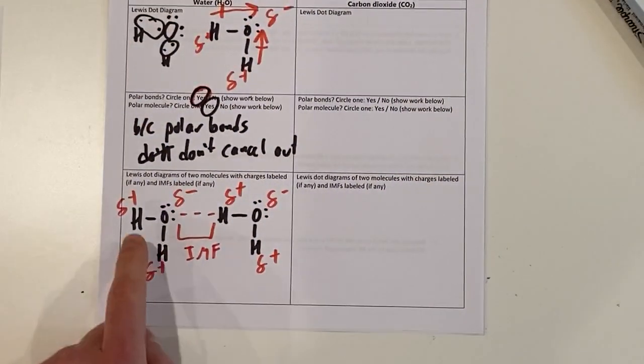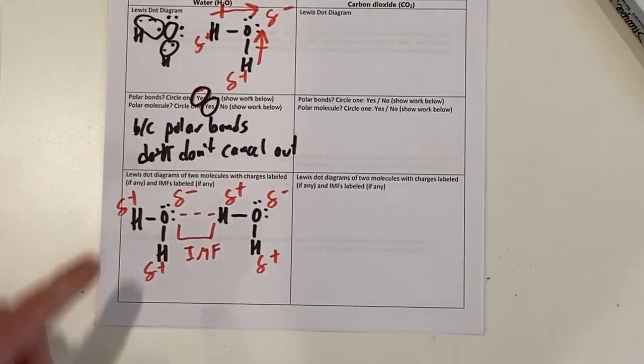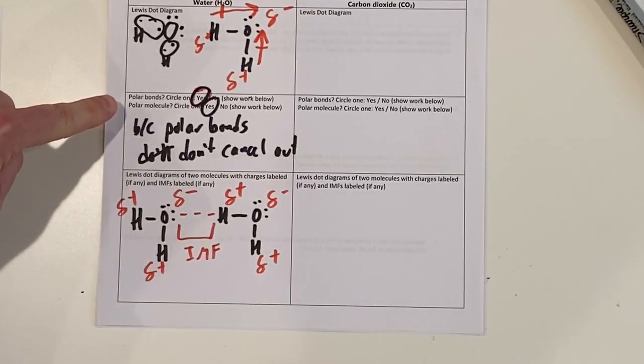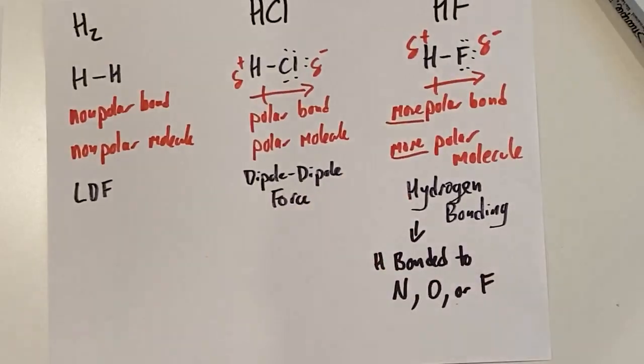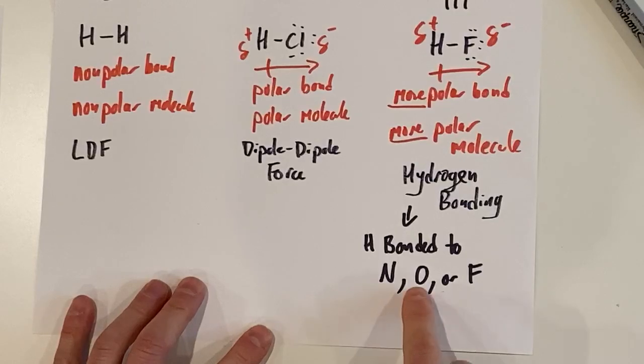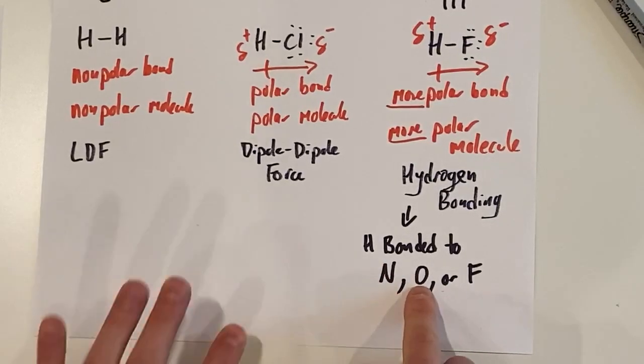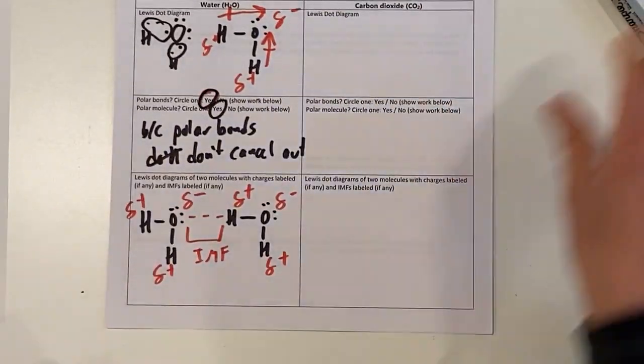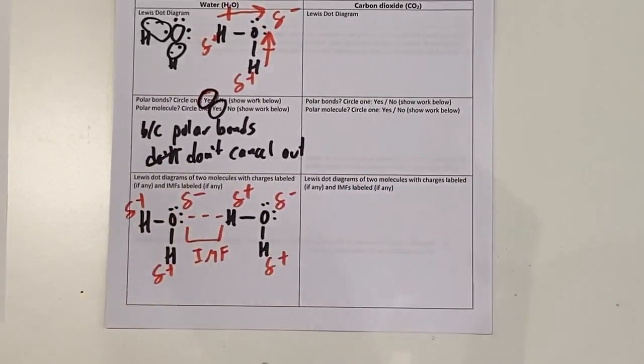What kind of intermolecular force do we have here? Well, we have a polar molecule, so it's got to be either dipole-dipole or hydrogen bonding. Let's double check. Hydrogen bonding occurs if we have an H bonded to an N, O, or F. In water, it's H2O, so we have an H bonded to O. So yes, this is going to be hydrogen bonding. Hydrogen bonding is our intermolecular force.